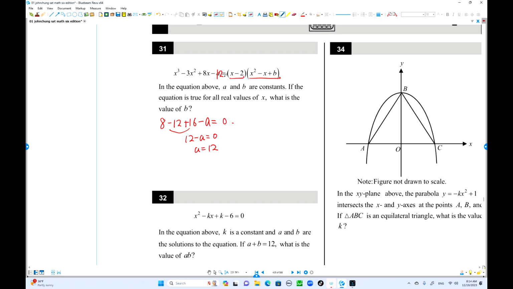But we're going to find the value of b and not a, right? Where is b? It is over here, the last one. Constant. Negative 2 times b is negative 2b. That is the constant on your right hand side. On the left hand side the constant, we already got, is negative 12. They must be equal, right? Constant equals constant. From here we can find b equals 6. Okay?